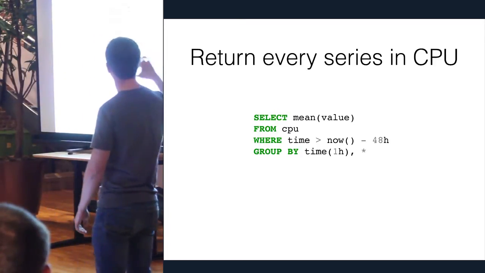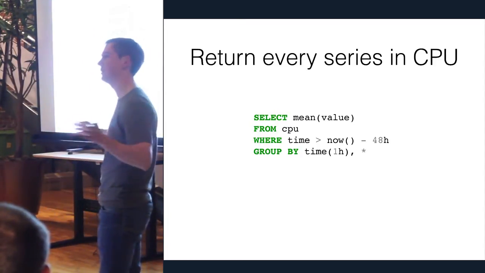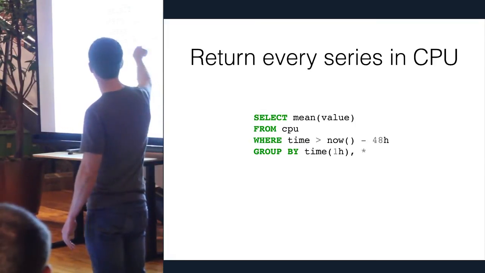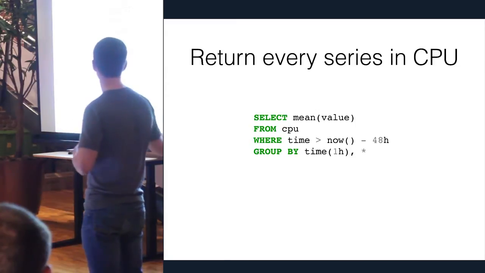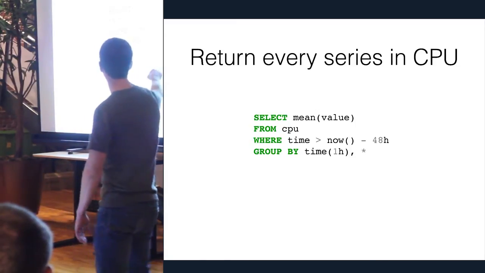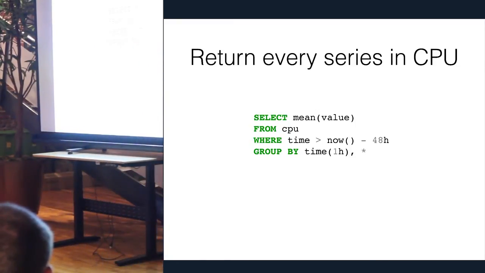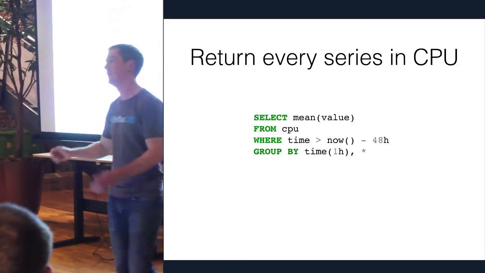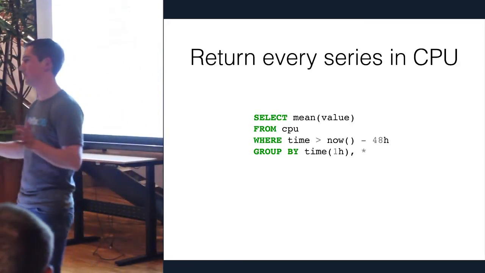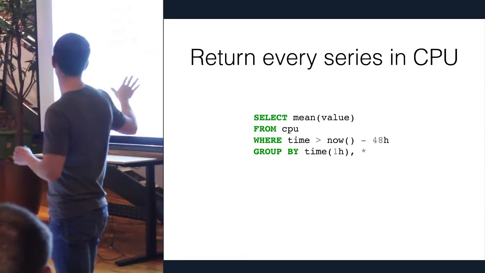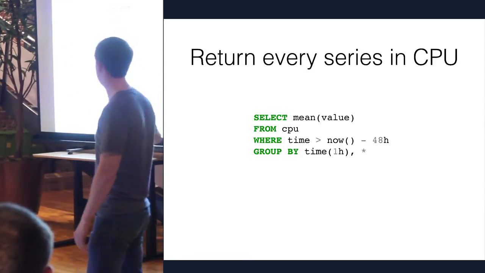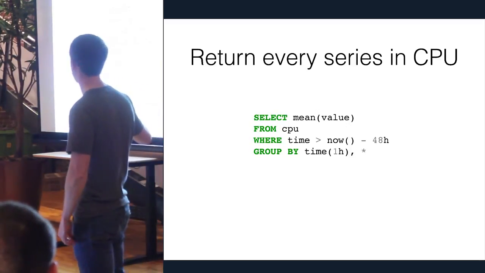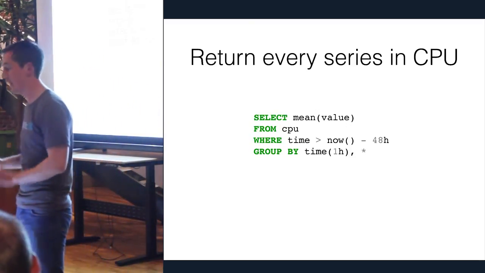Here, we're doing a query to return all the unique series within CPU. So we're saying, get the mean value in 1 hour increments, 1 hour buckets for the last 48 hours, group by, and this is a special thing, group by star. So that just tells it, expand this out into every single series that we have. Now, depending on how many of these you have, you may not want to do this query. You may end in sadness because you're going to get back an insane amount of data, but it's something you can do.